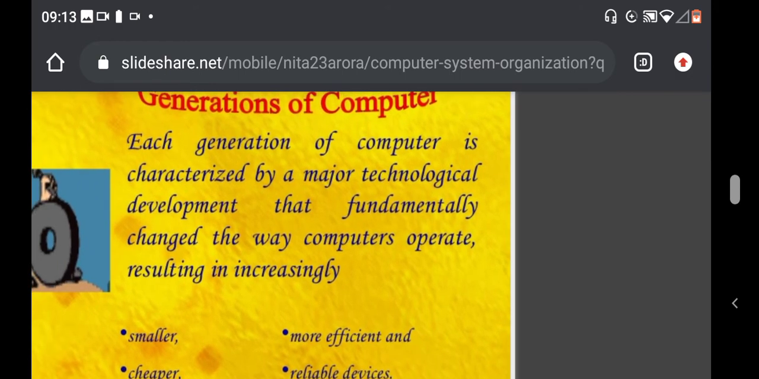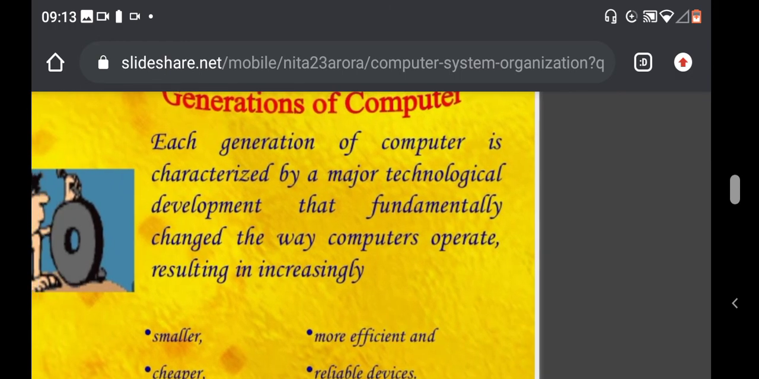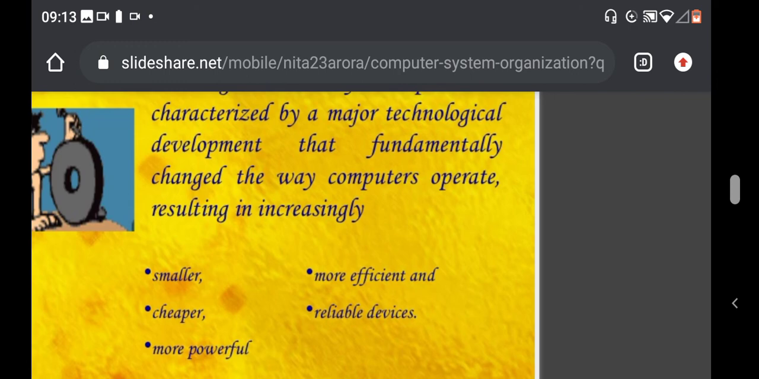So in generations of computers, each generation of computer is characterized by major technological development that fundamentally changed the way computers operate, resulting in increasingly smaller, cheaper, more powerful, more efficient, and reliable devices.